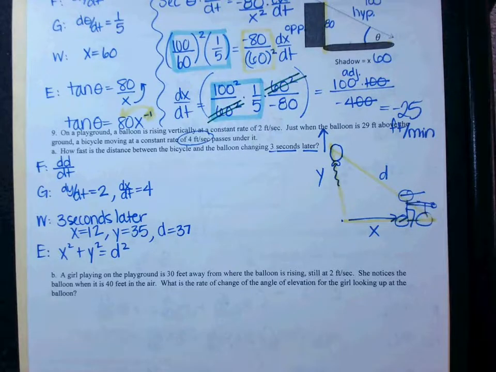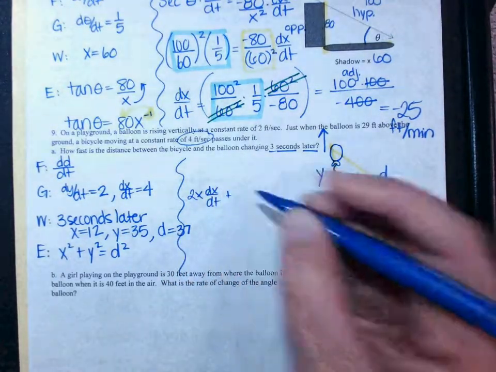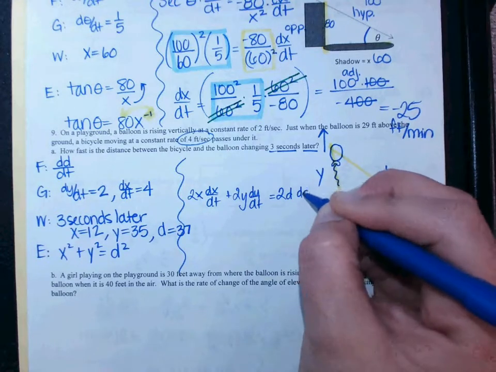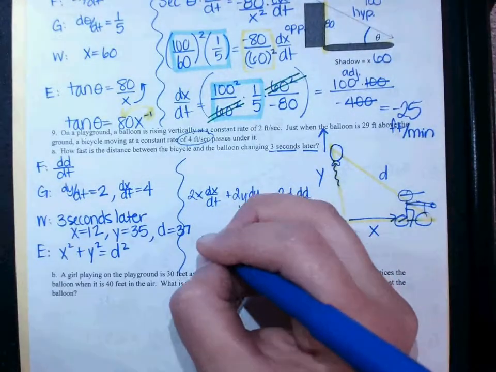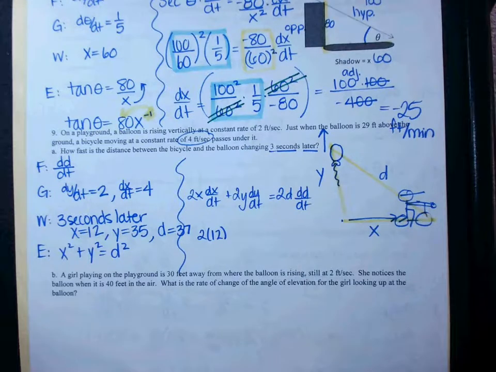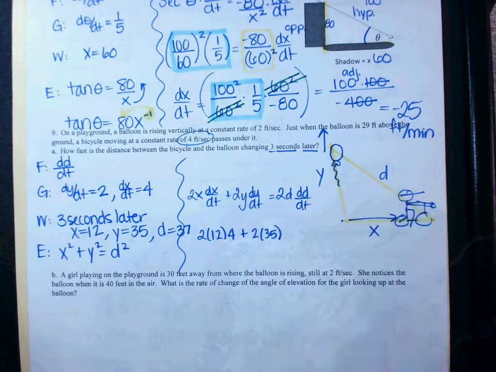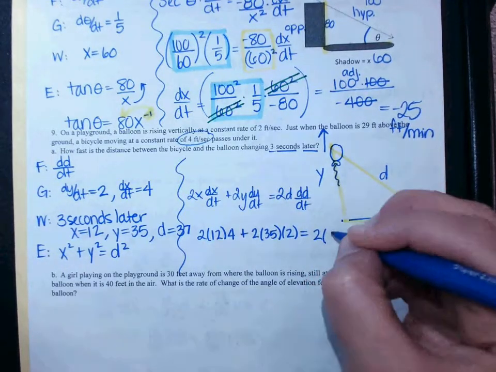From here, let's take the derivative. What's the derivative of x squared? 2x dx/dt. y squared? 2y dy/dt. 2d dd/dt. Then from there, you would plug stuff in and get your answer. So what is 2x? 2 times 12, times dx/dt, which was 4, plus 2 times y, which is 35, times dy/dt, which was 2. And then 2 times d was 37. We had to find that.